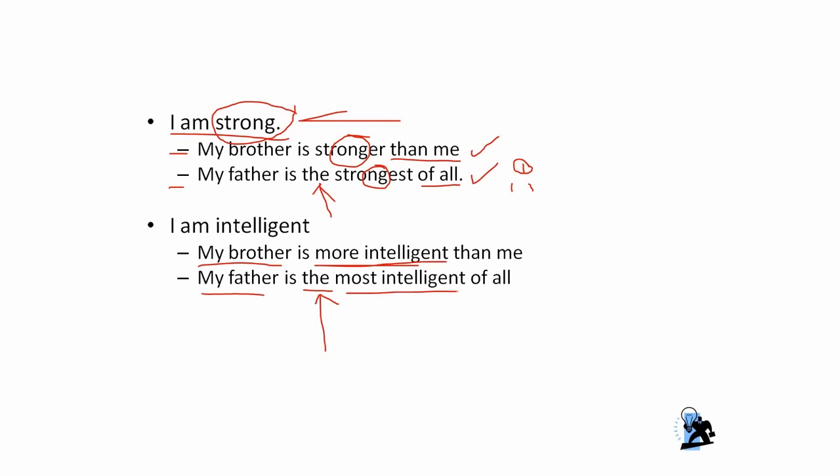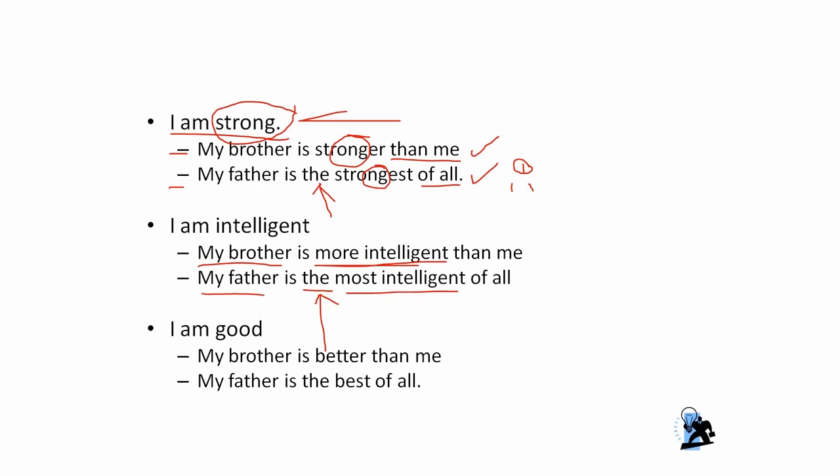Okay, so another one, I am good, but my brother is better than me. My father is the best of all. Okay, so we are using a simple case of father, myself and a brother, and we're trying to frame these sentences, 3 sentences using the 3 degrees to keep the meaning intact.